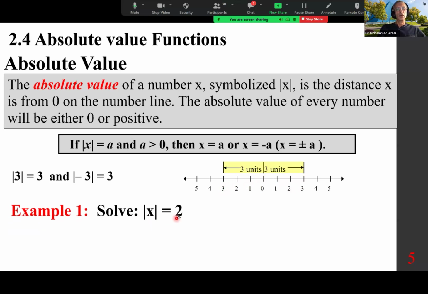For example, if absolute value of x equals 2, what is the value of x? Well, there are two values, plus, minus 2. So the solution set is negative 2 and positive 2. Very straightforward.